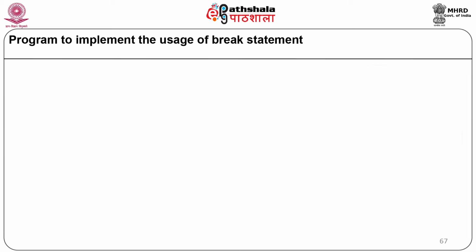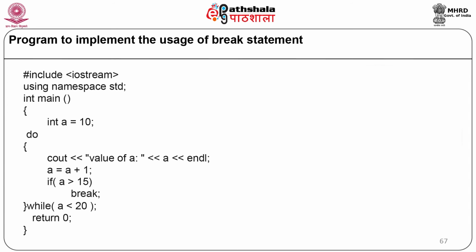Now, let us see a program to implement the usage of the break statement. #include <iostream>, using namespace std. We will start with the main program, int a equal to 10, do, cout statement, value of a, the message, and a equal to a plus 1. If a is greater than 15, then we will have the statement break. Now, while a less than 20, return 0, main program ends.